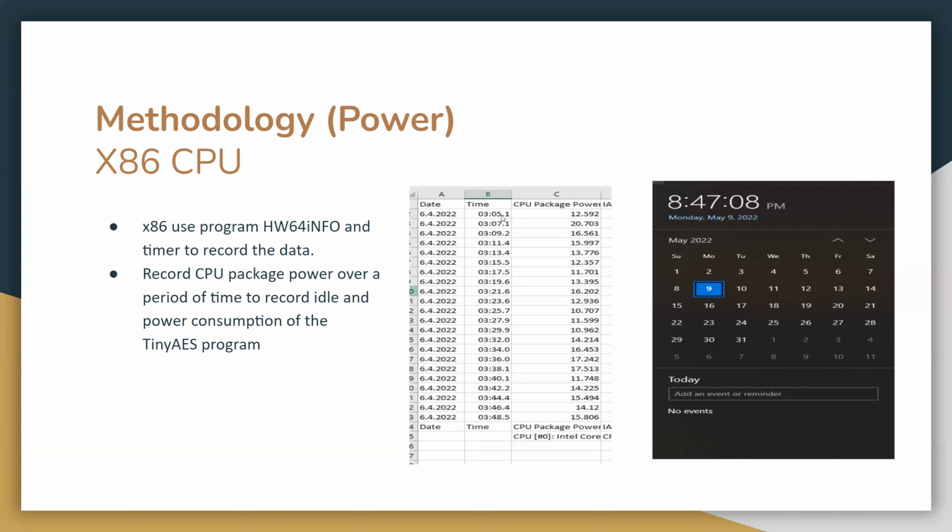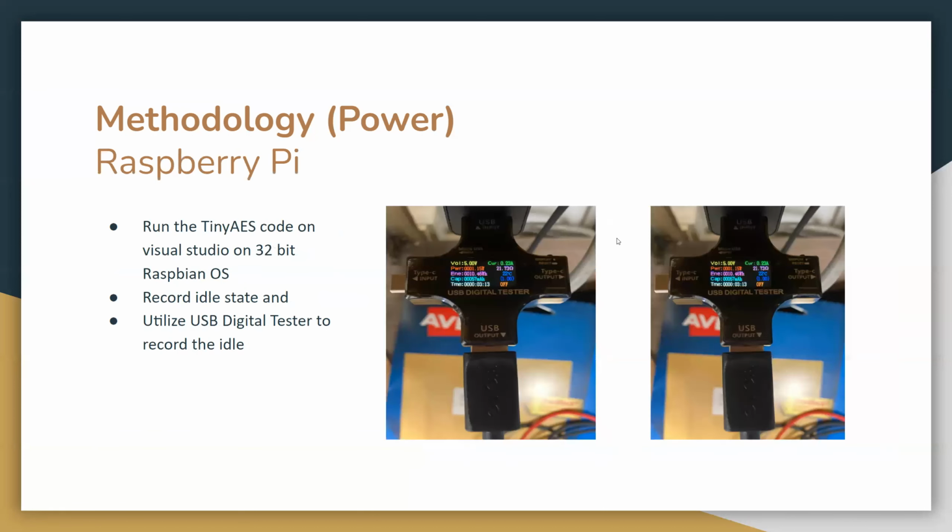the first time is 305 seconds. This is the idle state of the CPU. And at this instant, it goes up to 307 seconds, the CPU spikes up to 21. And the difference between those is the power consumption of a TinyAES program on the x86 CPU.